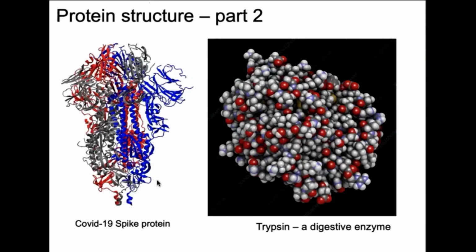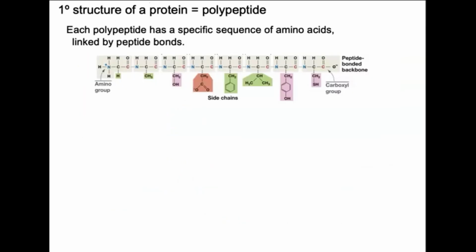So let's take a quick review of what we were talking about in the previous lecture about primary structure. Recall we're talking about amino acids linked together by peptide bonds. And so this is what we call the primary structure, or the sequence of amino acids in the polypeptide. And because there are 20 different amino acids and they can be linked together in any order, you can have thousands of different possible combinations of amino acids in the protein.